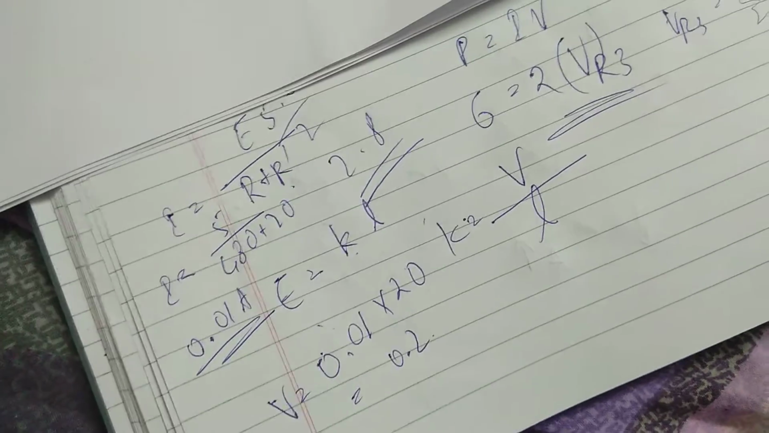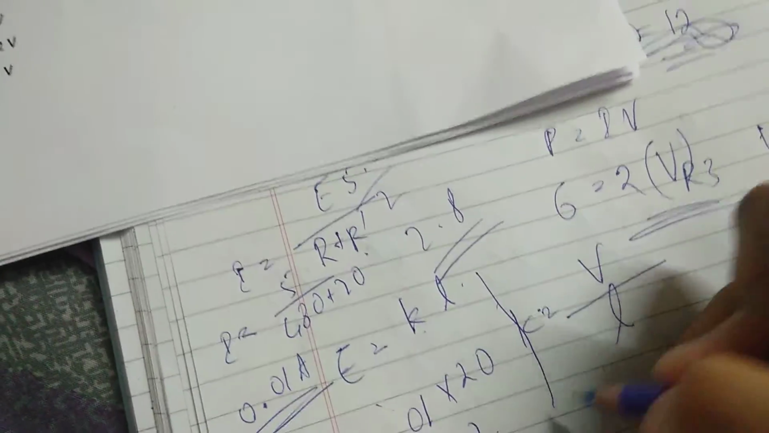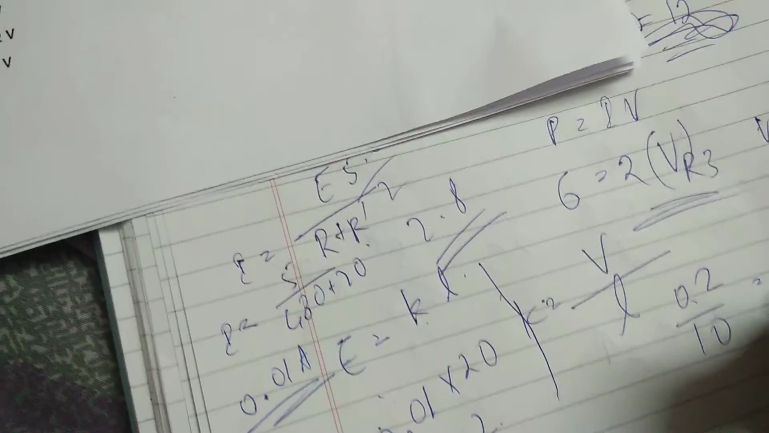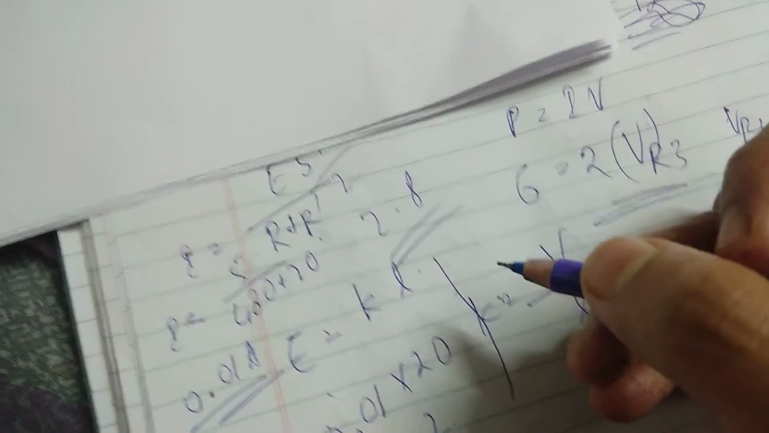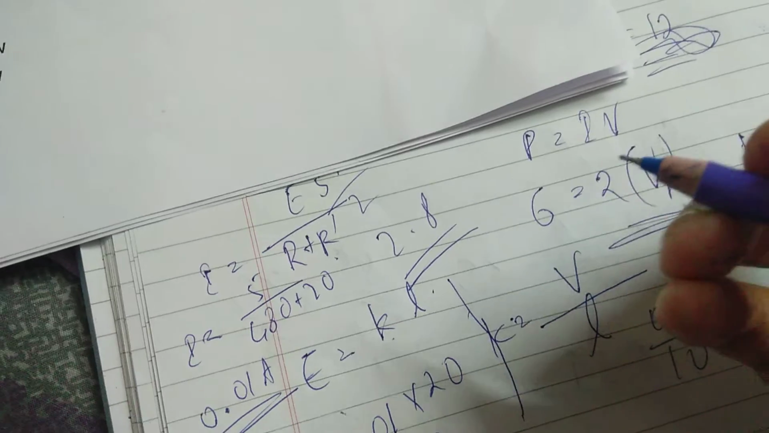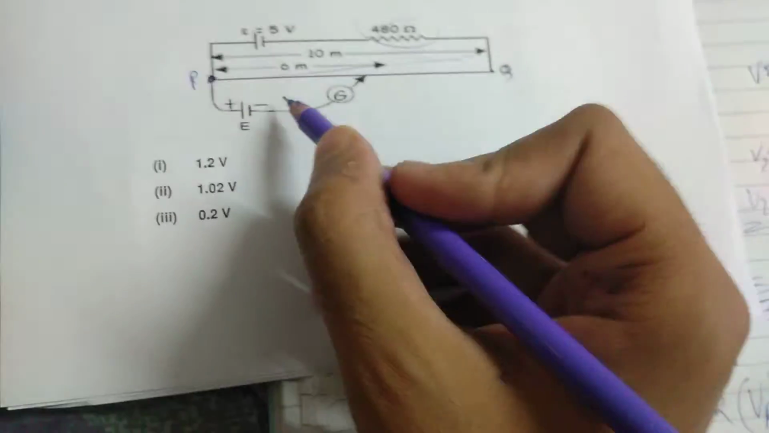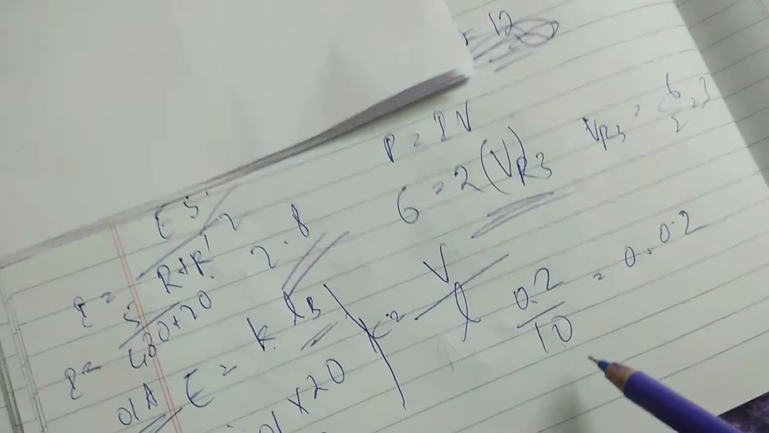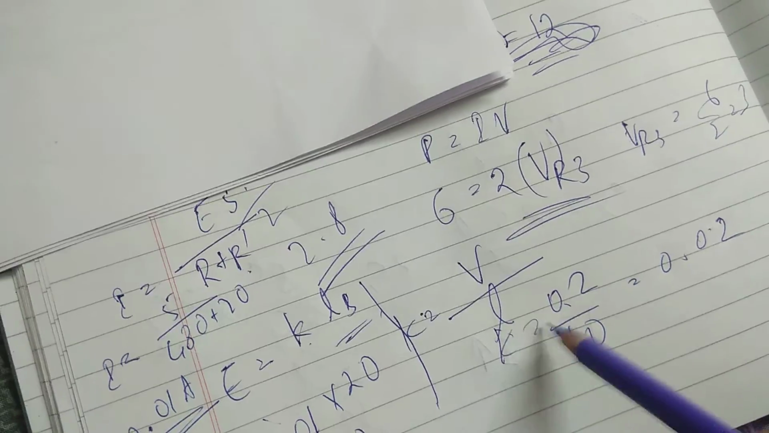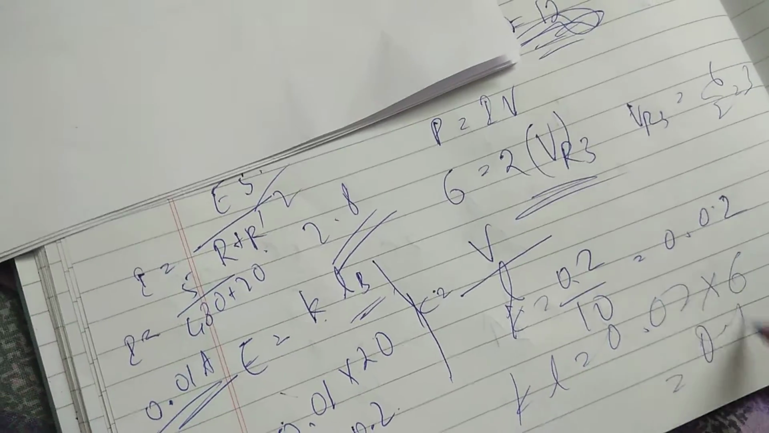So now 10 meter potentiometer wire balances 0.2 voltage. So basically we have to divide by the length to get the potential gradient. So 0.2 by 10, that is 0.02. Then we multiply by the balancing length. This is LB, let me write. So the balancing length is 6 meter. It's given that it is balanced at 6 meter. So 0.02 is my K. So KL will be 0.02 into 6, 0.12.